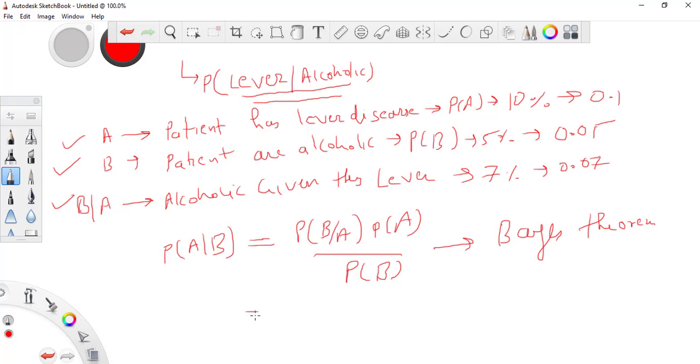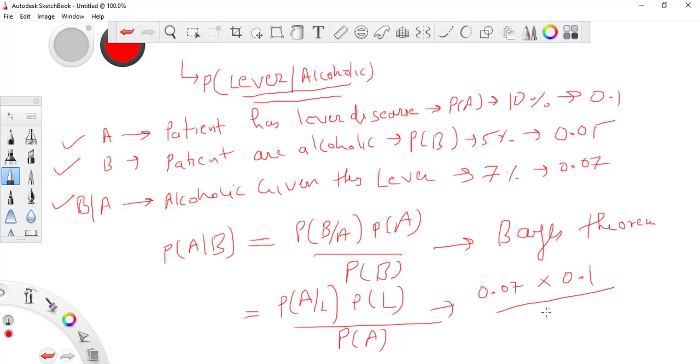Okay, so if I fill in numbers from this example, I'm interested in the probability of someone having liver disease given they're alcoholic. I can write it as someone having liver disease and being alcoholic. Then I can write the probability of having liver disease, and the probability of having the alcoholism habit. Putting these numbers in, I get 0.07. Then having liver disease is 0.1. Then probability of being alcoholic is 0.05. This comes out to be 0.14. So this becomes my probability of someone having liver disease given they are alcoholic. Okay, so this is the way we use Bayes theorem.